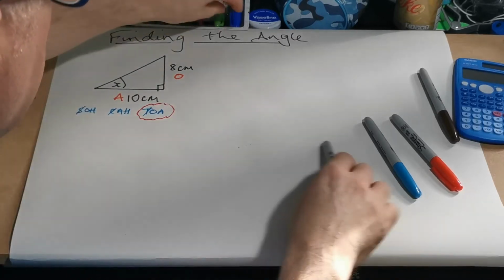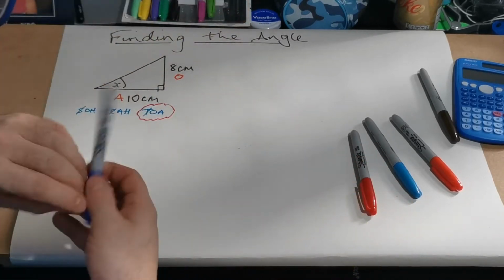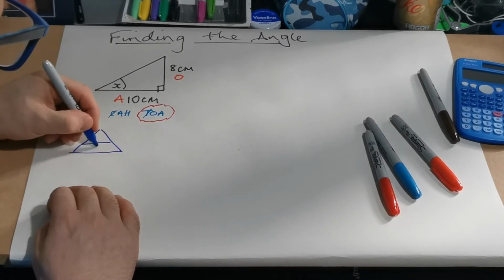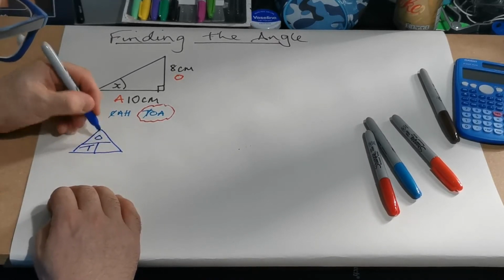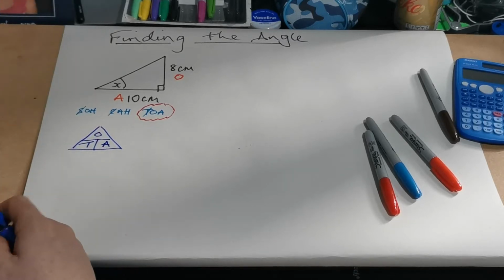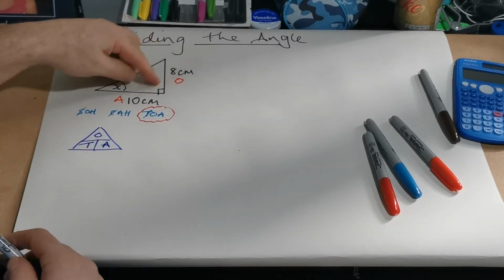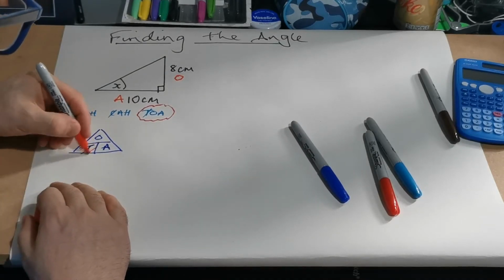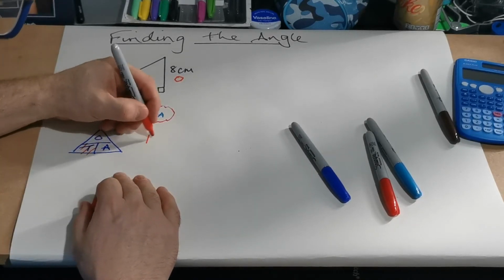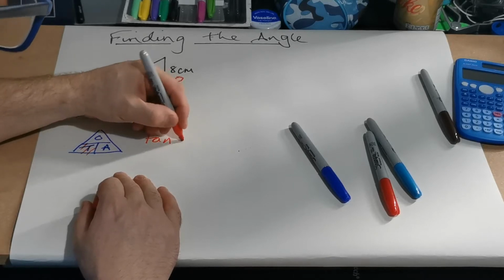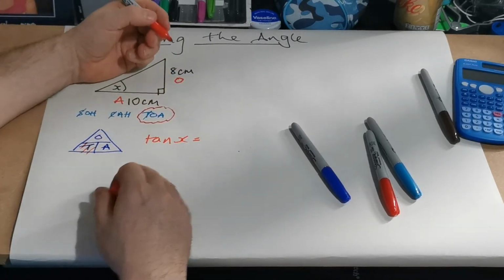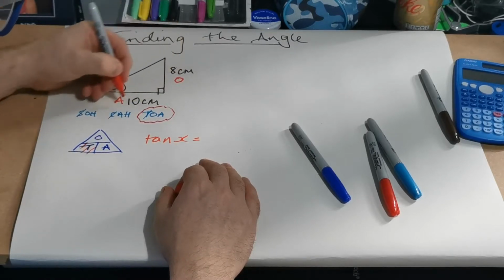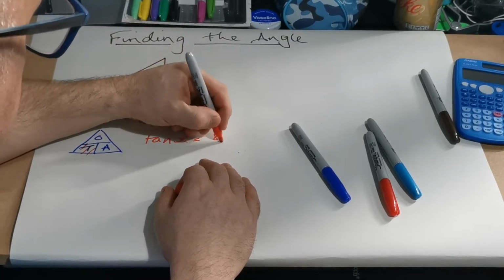So I'll set up my algebra triangle, remembering the middle letter is at the top. TOA. Right, I have O and I have A, so I must be finding T. So what I'm going to write is tan x is equal to opposite divided by adjacent, so that's 8 divided by 10.